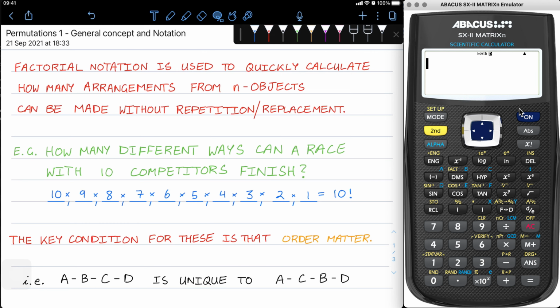Hello class, this is a video tutorial on permutations part 1. In this video we'll be looking at the general concept and the notation.